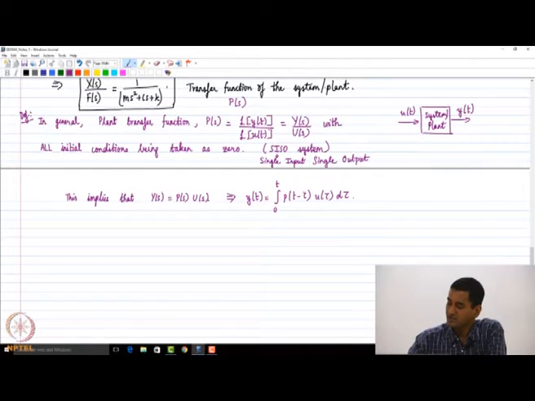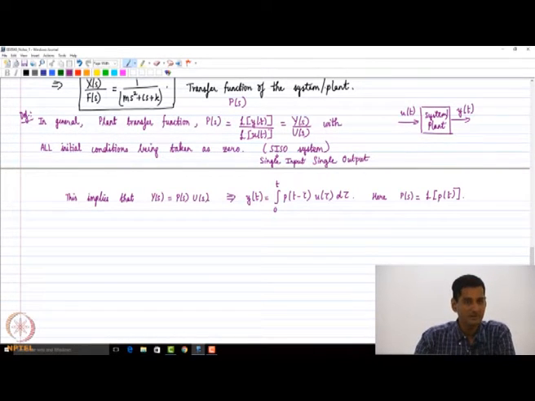So what is p of t? Here P of s is going to be the Laplace of p of t. We will see what is the physical meaning of the function p of t shortly. That is the output in the time domain if we take the inverse Laplace transform. So we can note certain points.